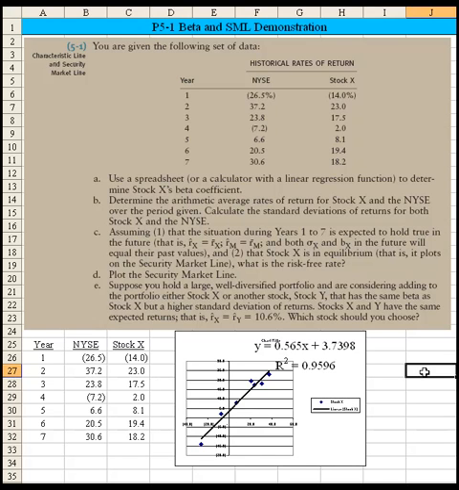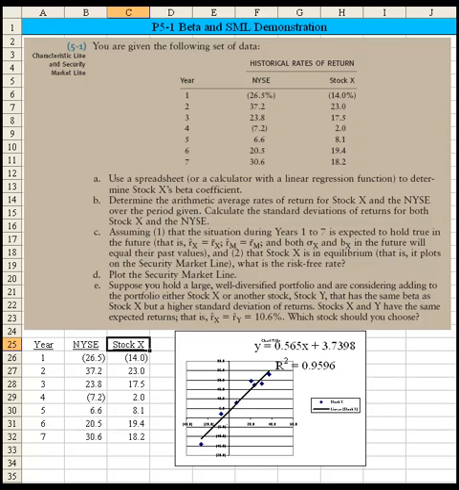So what we've done is we've provided the independent variable and the dependent variable. The independent variable would be the New York Stock Exchange historical rates of return. The dependent variable would be stock X, the one we're interested in. And we've used the linear regression, and now we need to determine the stock's beta coefficient. Well, the beta coefficient is given right there, the 0.565.